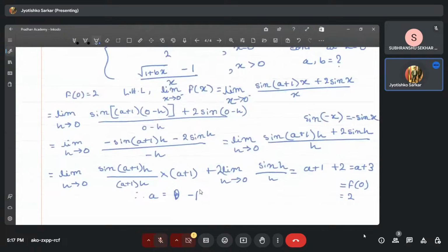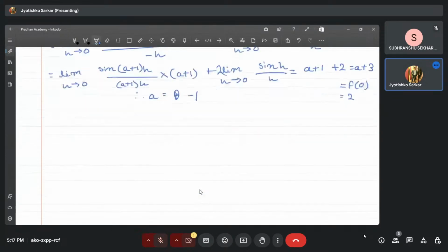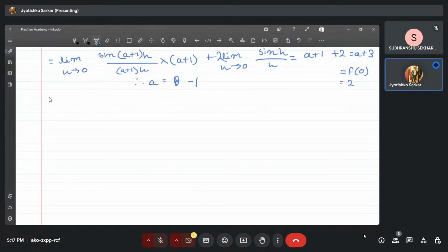Now using the right hand limit, I will evaluate the value of b. Let's calculate the right hand limit.